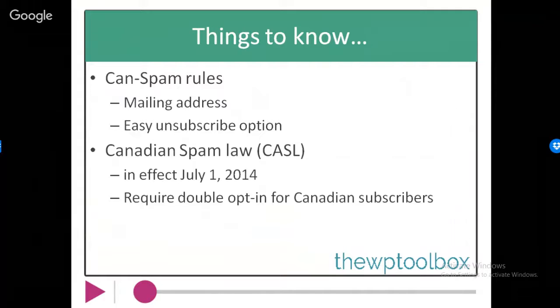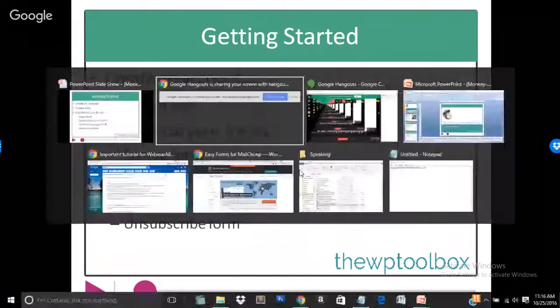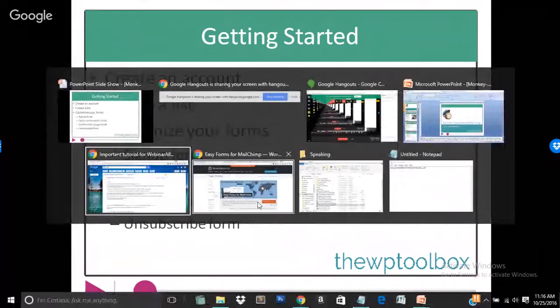Okay, so now that we've covered rules, we're going to go into some fun stuff. So the first thing that you need to do when you're getting started with MailChimp is create an account. I do have a video creating an account because I actually created a second account and recorded my second account. But it's really pretty easy. If you just go to their site and say, I want to create an account, and follow the steps that they give you, it's really easy to create an account.